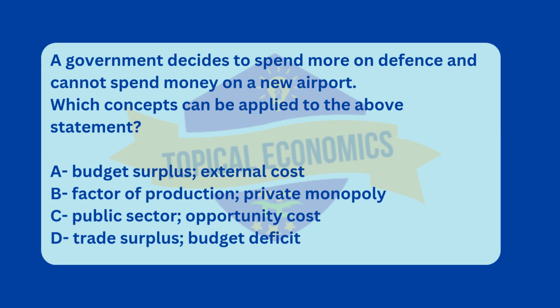Lastly, option D, trade surplus, budget deficit. Trade surplus refers to a situation where a country exports more than it imports, which is unrelated to the decision the government is making about domestic spending priorities. And budget deficit refers to when government spending exceeds its revenues, which also does not directly apply to this situation unless we are told the government is running a deficit, which the question does not specify.